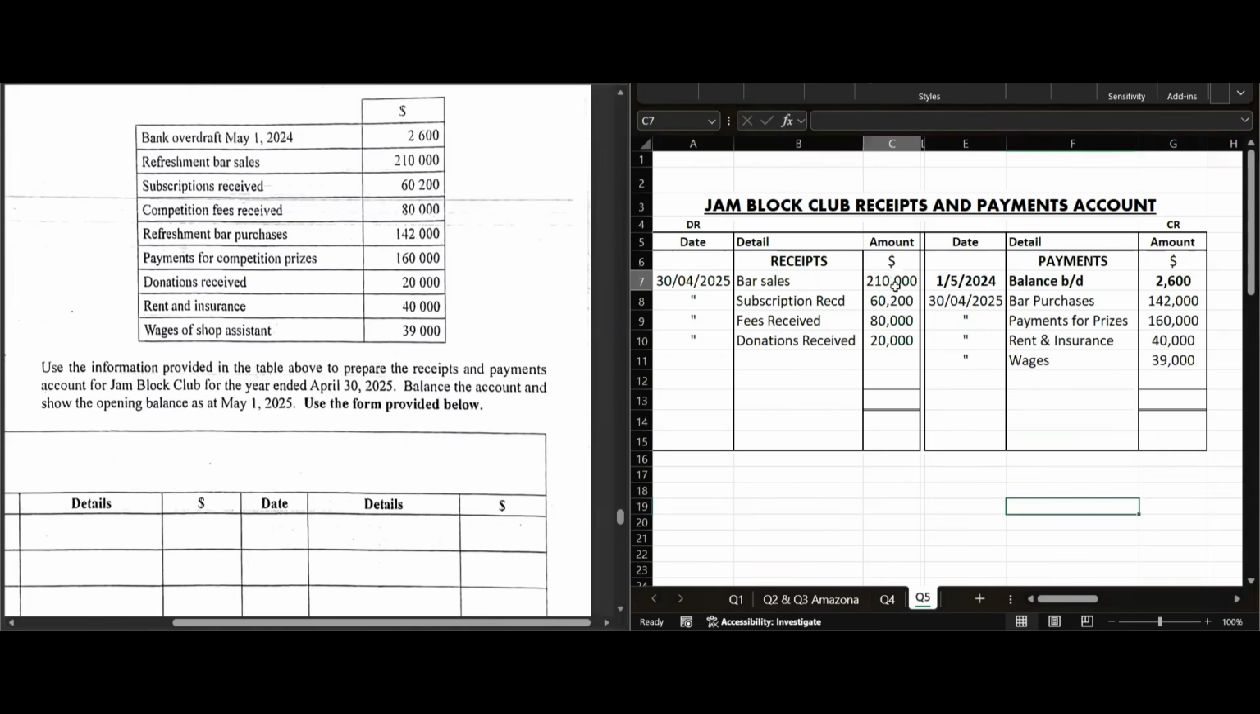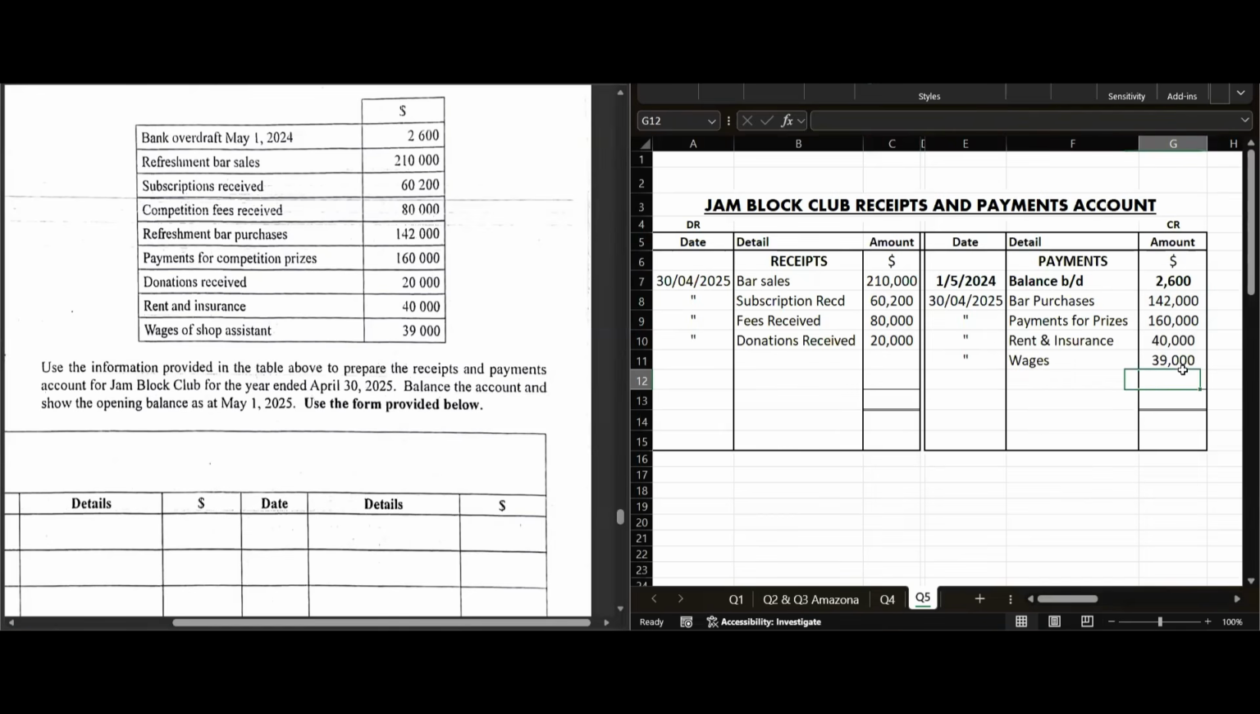Well, let's see which is the larger side, which is going to be the smaller side. The money coming in seems to be $370,200 after you add them up. Money going out would have been $383,600.